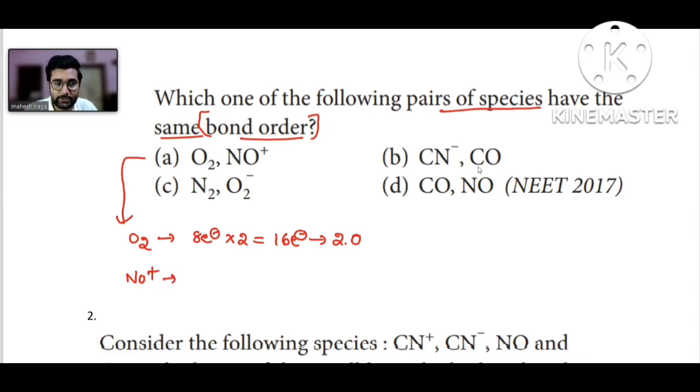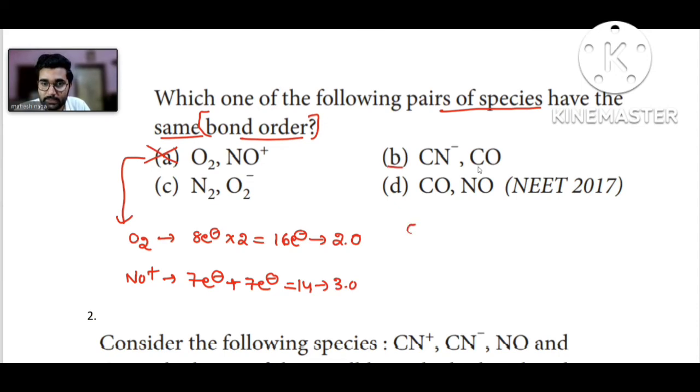Here nitrogen means 7 electrons. The positive charge present on the species means 1 electron loss. Actually oxygen has 8 electrons, but by the presence of the positive charge it will lose 1 electron and become 7 electrons. 7 plus 7 is 14. 14 means 3.0 bond order. These two do not have the same bond order, so option A is eliminated. Now let us come to option B.